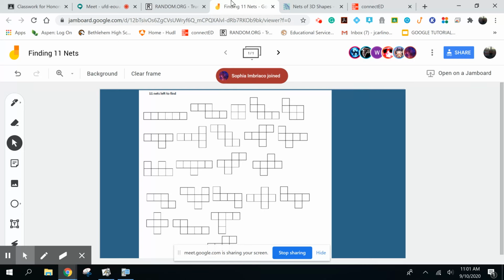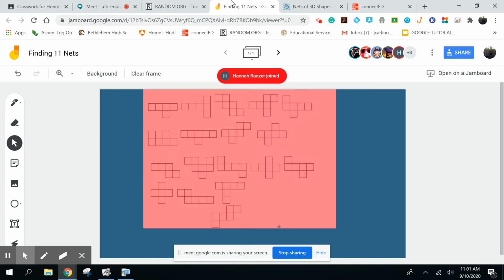And then what I'm going to do is call on people individually. And from your own Chromebook, you can now circle what you think is a net on your own, and everyone will see it. This is just a document that we can work on.